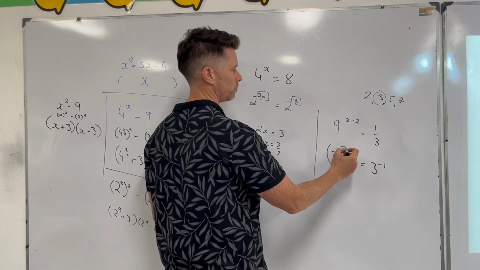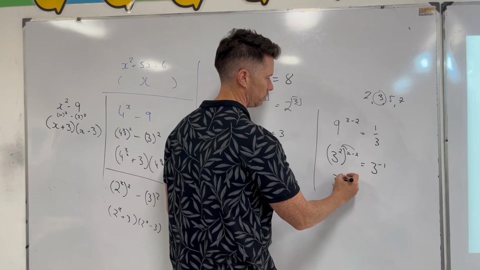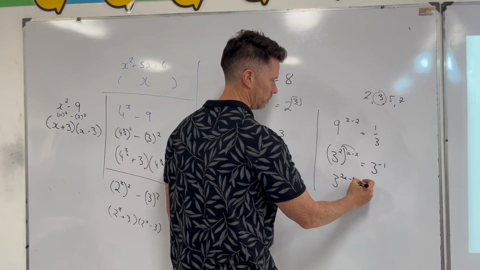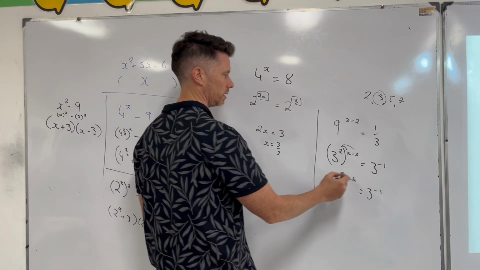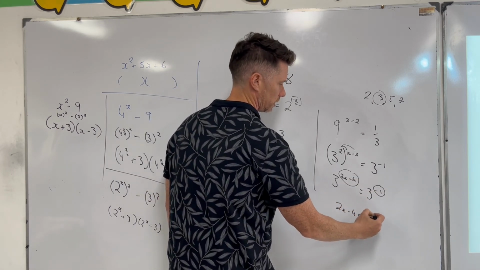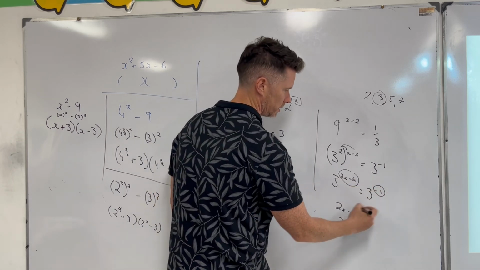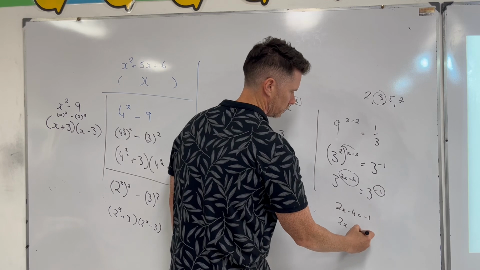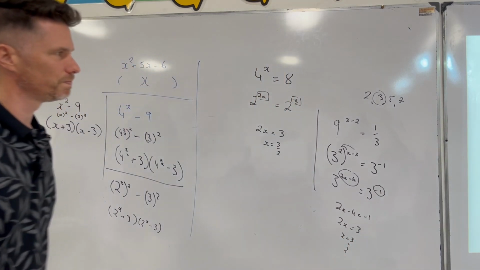So just make sure to spread the 2 across both these when I multiply. So I have 3 to the 2x minus 4 is equal to 3 to the minus 1. Here's my equivalent statement again. I can say that this equals that, and therefore I can solve it now just using the powers. So I get the same answer, is it? Yeah. Fantastic. So x is 3 over 2.